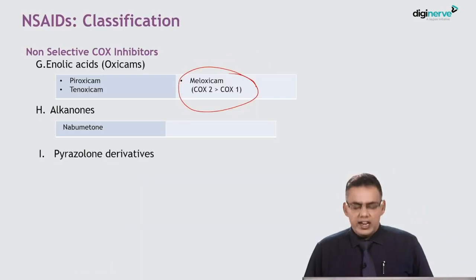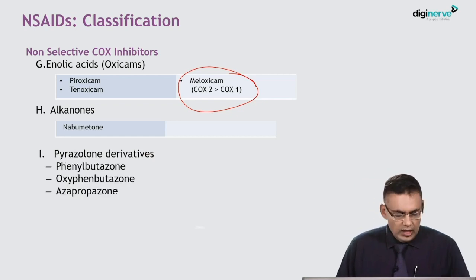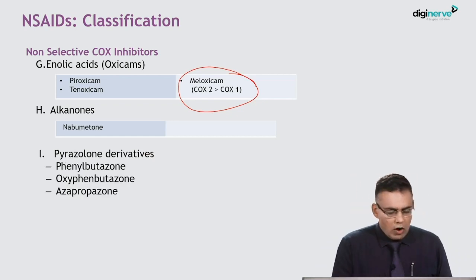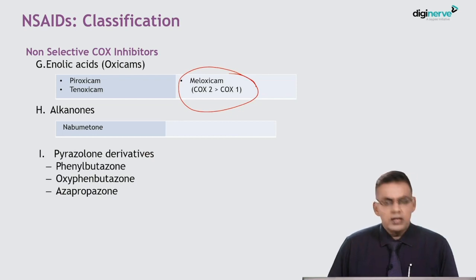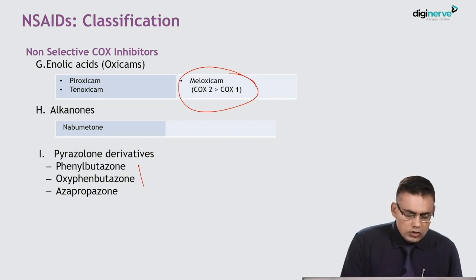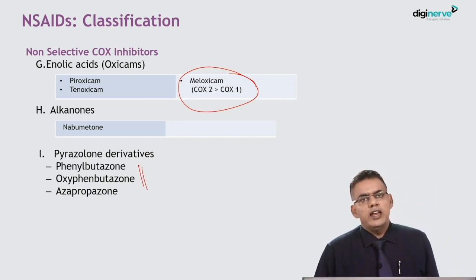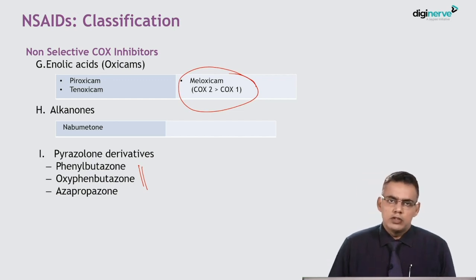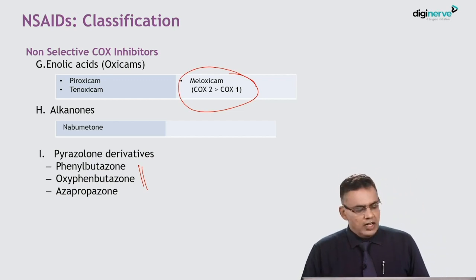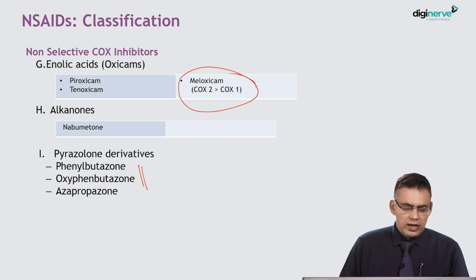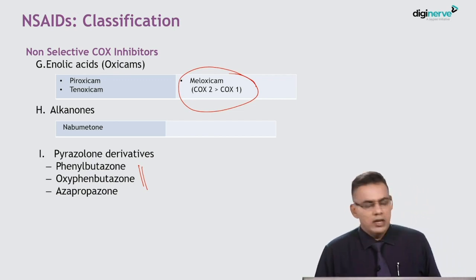We have pyrazolone derivatives like phenylbutazone, oxyphenbutazone, and azapropazone. These are not used very commonly these days because they carry a risk of producing bone marrow suppression. So we have safer drugs available. So therefore, phenylbutazone and other members of pyrazolone are not used very commonly in our country.